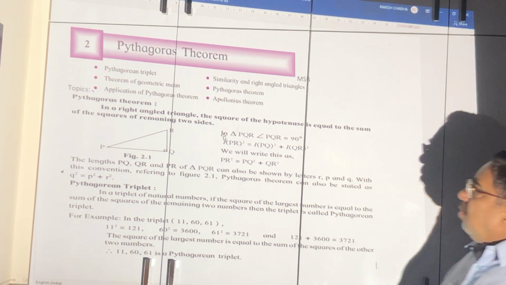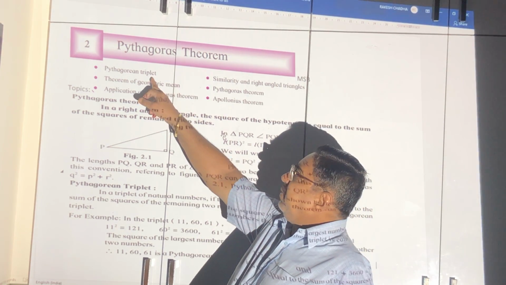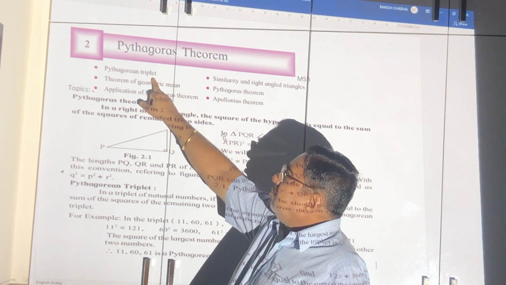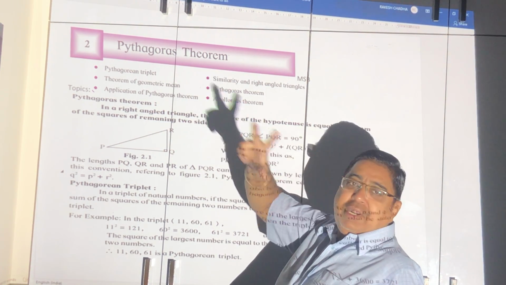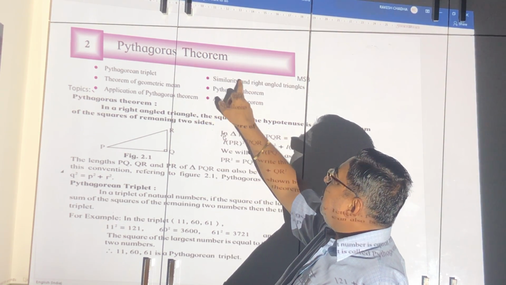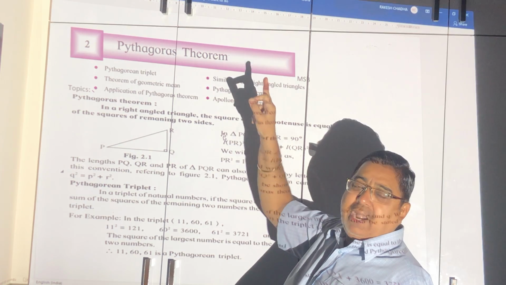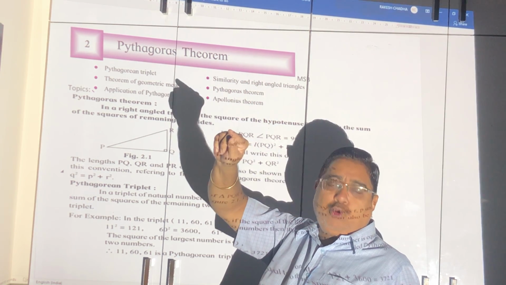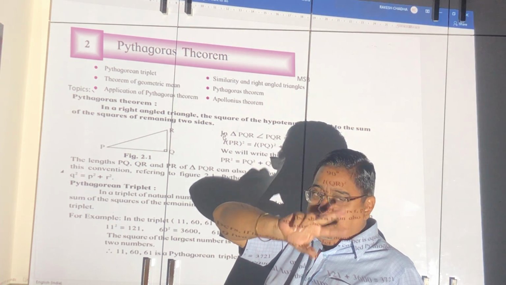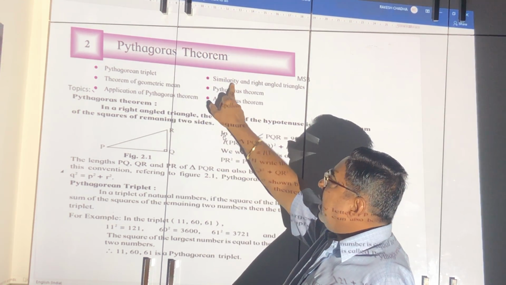Pythagoras theorem. What do we have to learn in this chapter? Pythagorean triplets. These are the type of sums which come; sums are based on this. Which three numbers will satisfy the Pythagoras theorem? Then similarity and the right angle triangle. If I have a right angle triangle and I divide it into two, from one vertex to another, the two small triangles are similar to the main triangle and to each other. We will be looking at that.